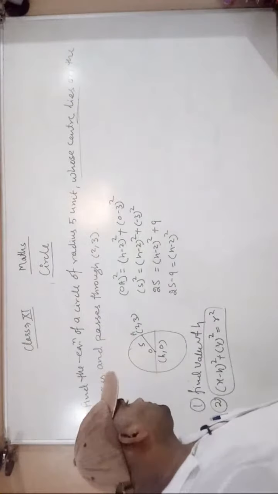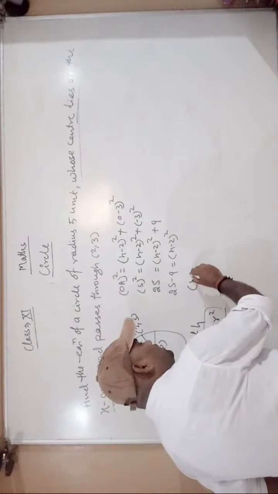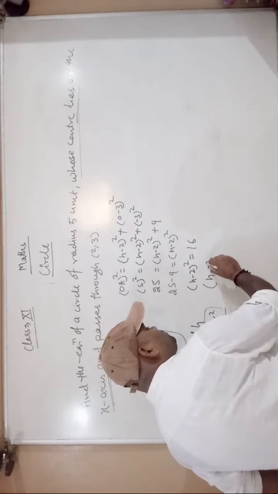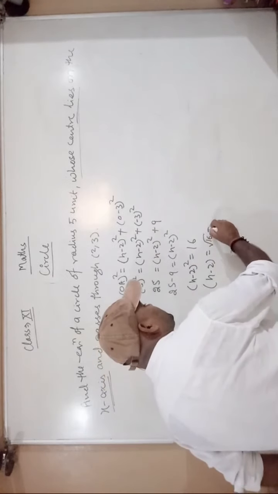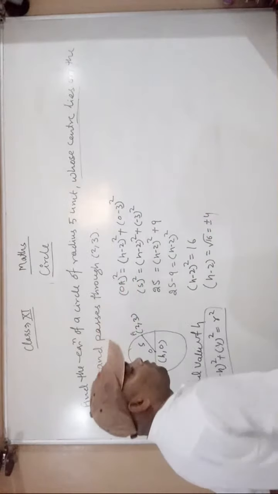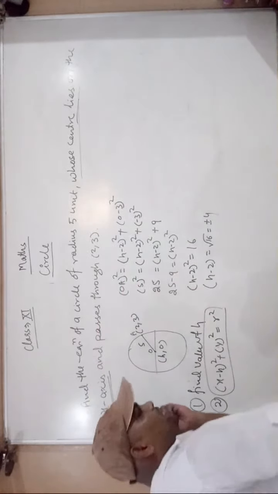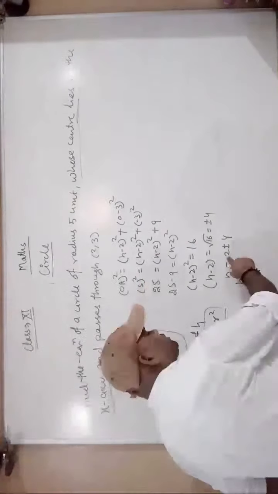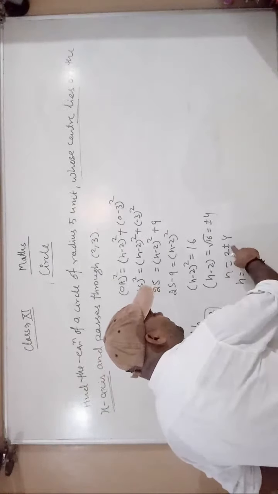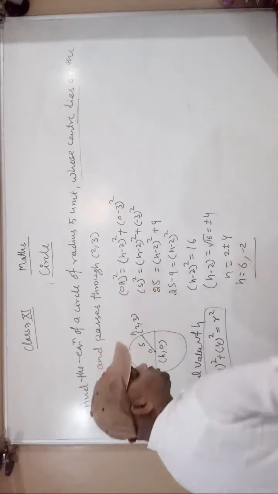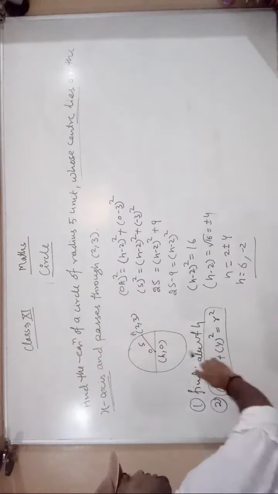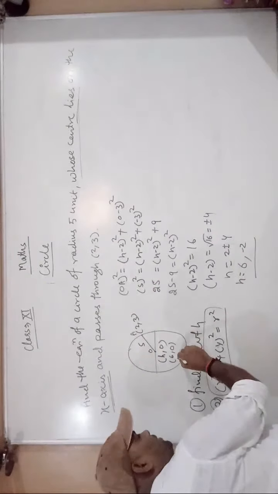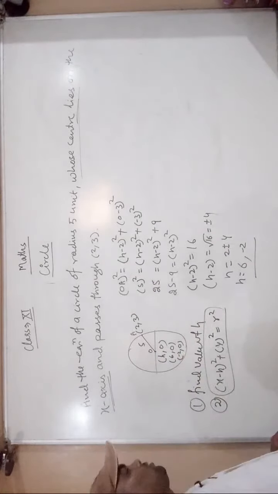Okay, so square of h minus 2 is 16. H minus 2 reduces to under root 16. This gives us plus minus 4. So we will get two values. H is equal to 2 plus 4 becomes 6, or if you take negative, this becomes minus 2. So two values are there. Either the center is 6, 0 or minus 2, 0.